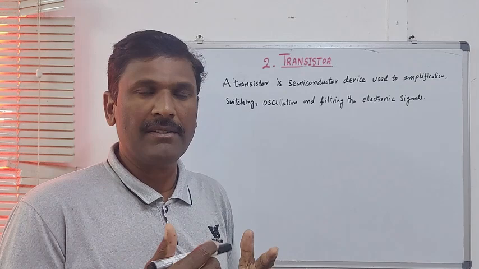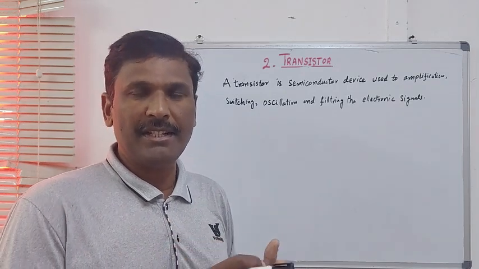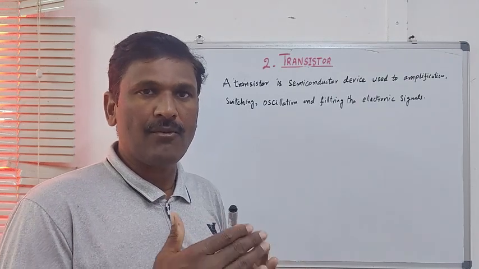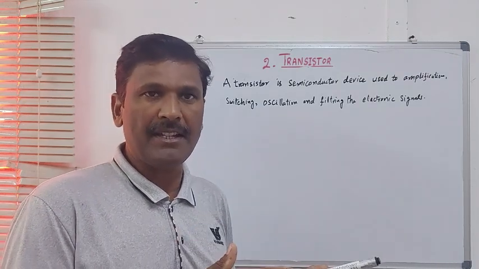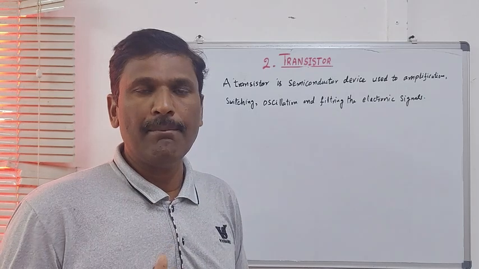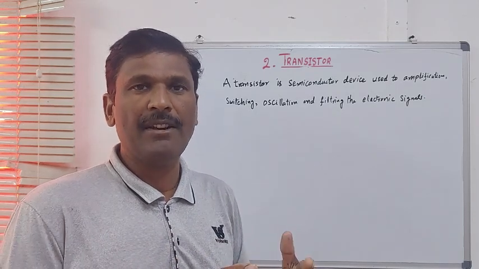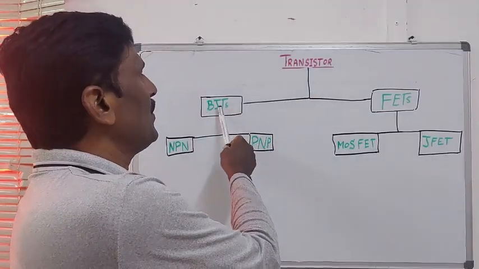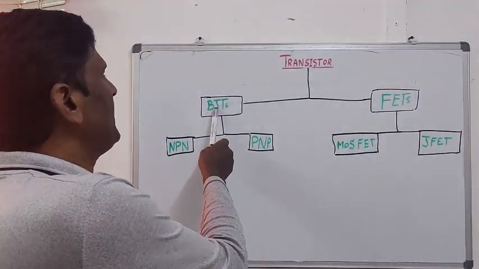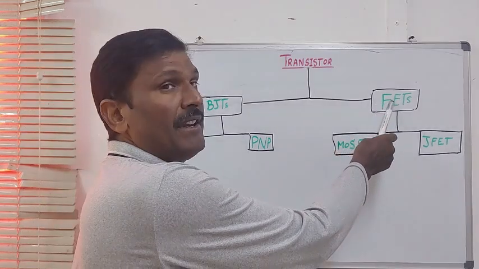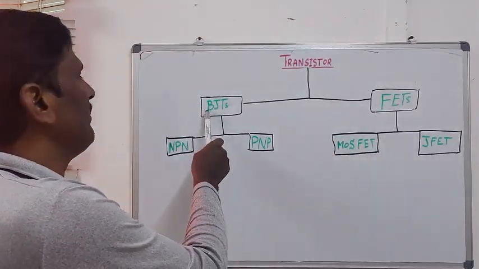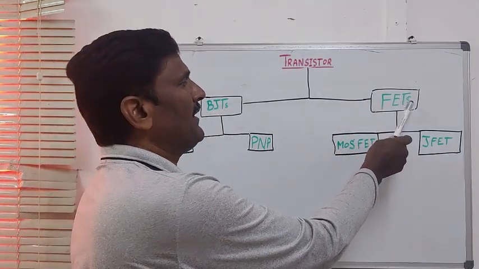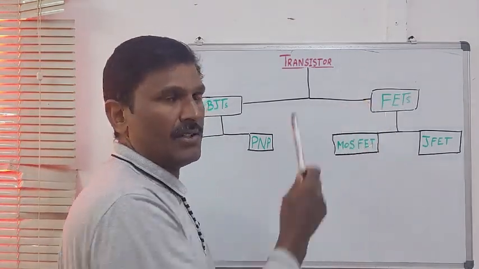As you know, there are two main types, BJT and FETs. I will discuss why and where we use FET and where we use the BJT, and what is the difference between FETs and BJT. Transistors have two main types, BJTs and FETs. BJT means bipolar junction transistor and FET means field effect transistor.